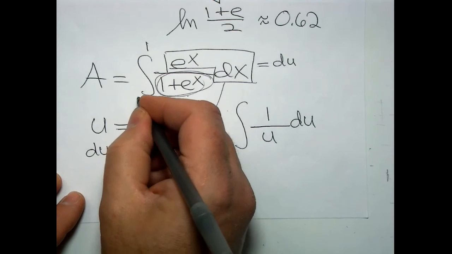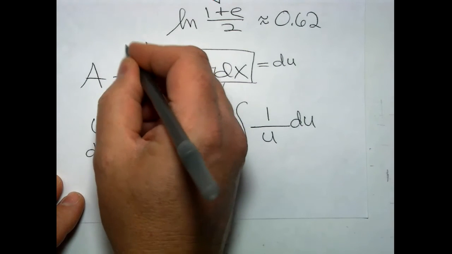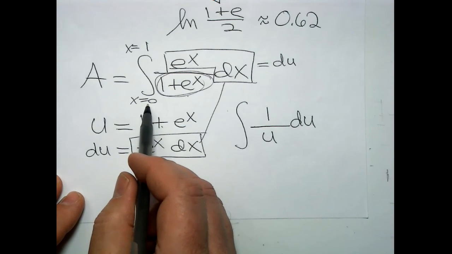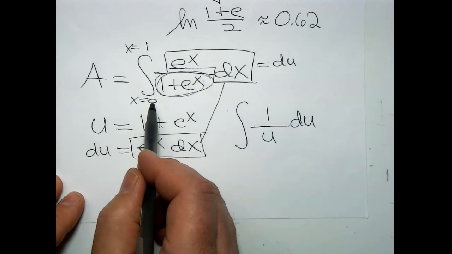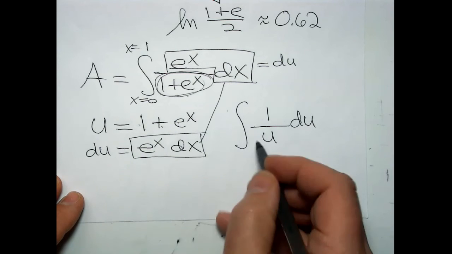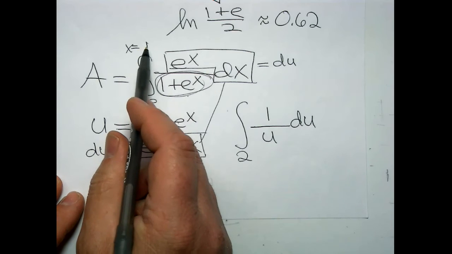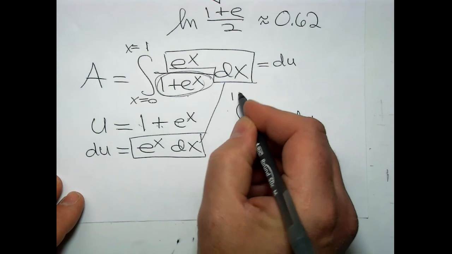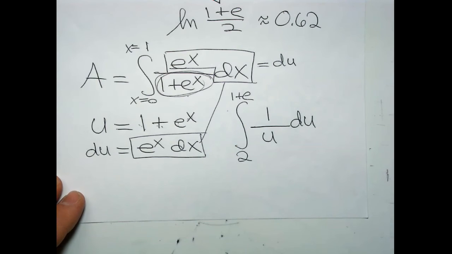Now be careful. If you change into the world of u, I recommend highly, in fact you must actually, if you put numbers here, you must change these into u's. So 0 goes in here, that's e to the 0 right there. That's 1 plus 1 is 2. 1 goes in here, 1 goes in there, and that's 1 plus e to the 1, or 1 plus e.